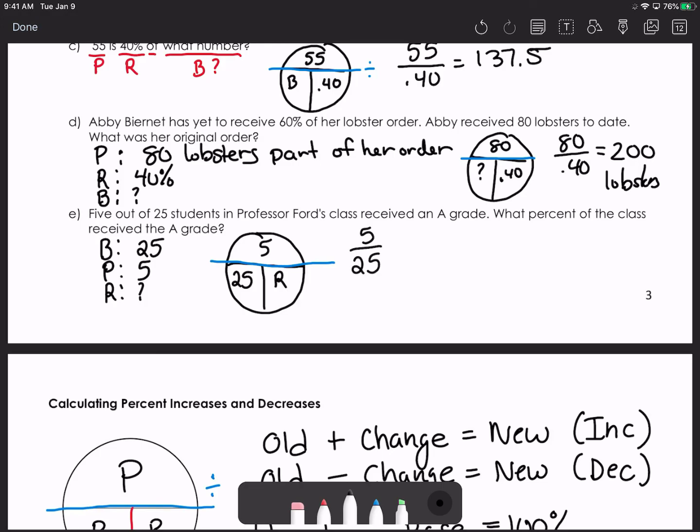Now because this is a rate, when I work this out, I'm going to get the decimal value. But if I want the percentage value, I have to remember to multiply by 100 to change it to percent form. So multiply by 100, and when I do that, I get 20%. So that means 20% of Professor Ford's class is receiving an A.